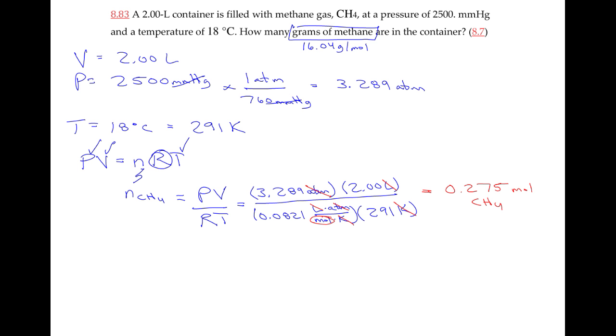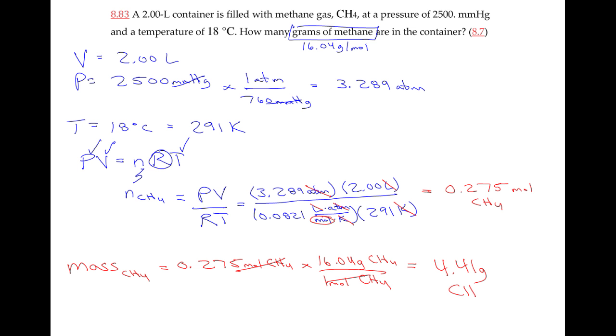But I want to figure out the mass of methane. So if I take my 0.275 moles of methane and I multiply it by the molar mass of methane, which is 16.04 grams of methane in 1 mole of methane, you can see that moles of methane are going to cancel out, and what I'm left over with will be the mass in grams of methane, which happens to be 4.41 grams of methane. There we go. So again, this question deals with the ideal gas law.